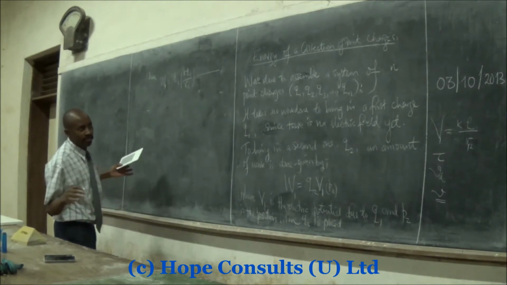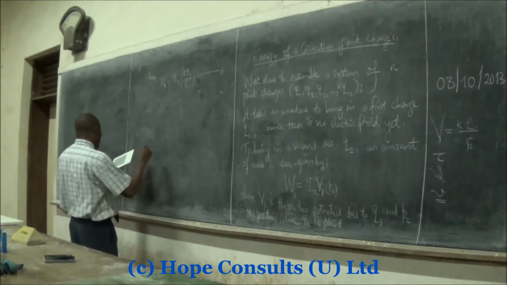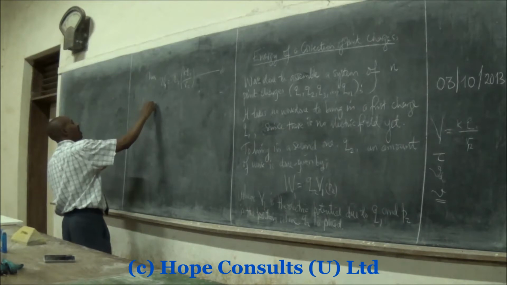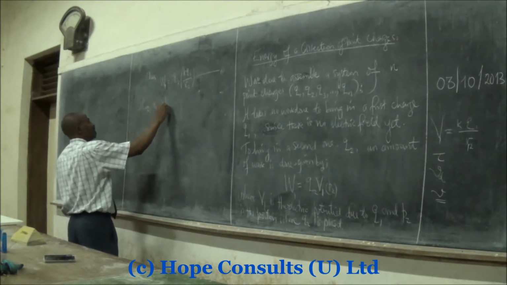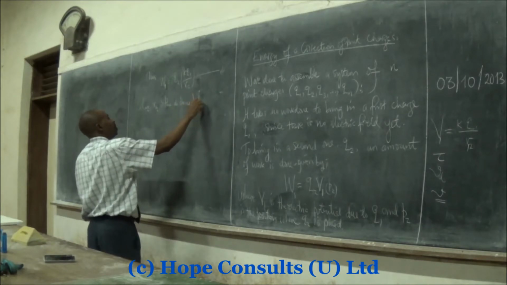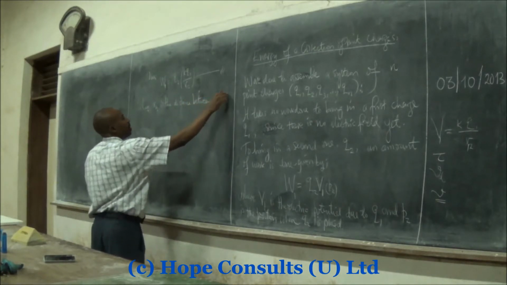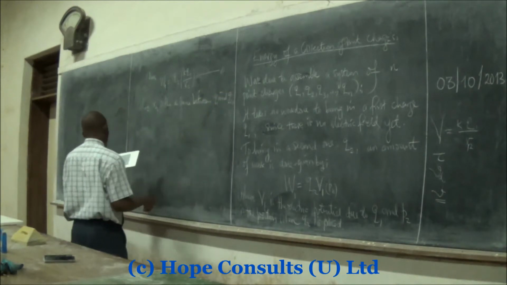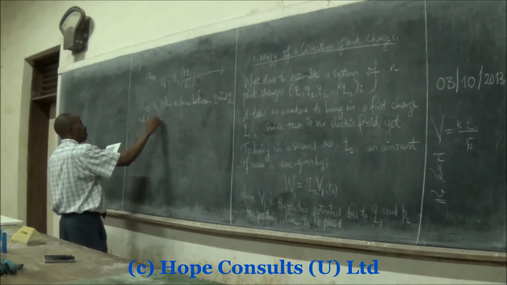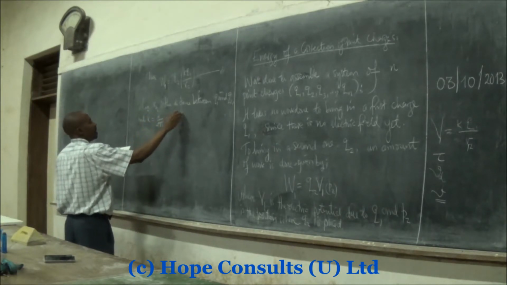Let me run through. R12 is the distance between Q1 and Q2, and K is the constant, which is 1 over 4 pi epsilon naught, which is about 9 times 10 to the power 9.